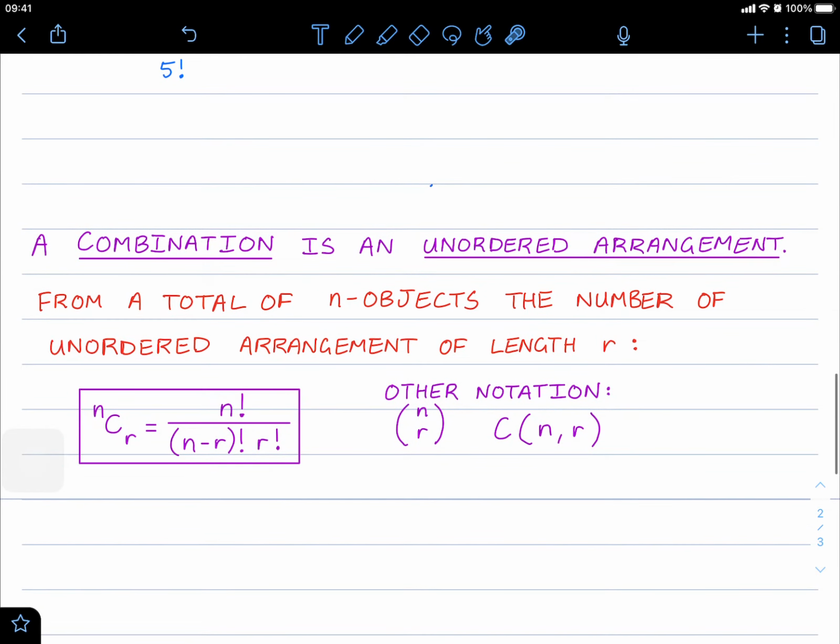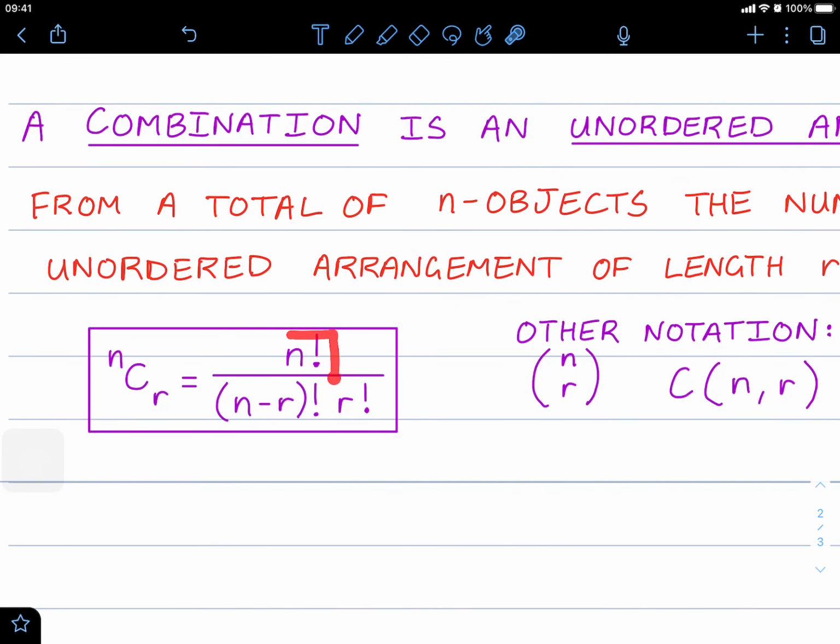So in essence, this is what's known as a combination. A combination is an unordered arrangement. From a total of n objects, the number of unordered arrangements of length r is, and here's how you pronounce it, n choose r. It is n factorial divided by n minus r factorial times r factorial.